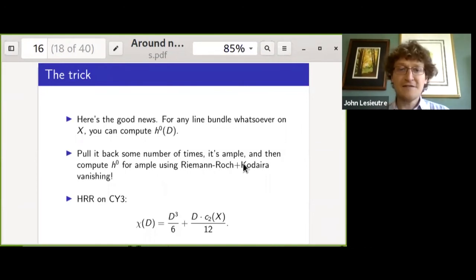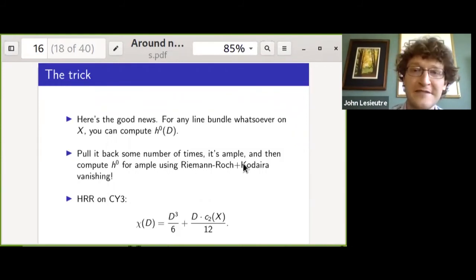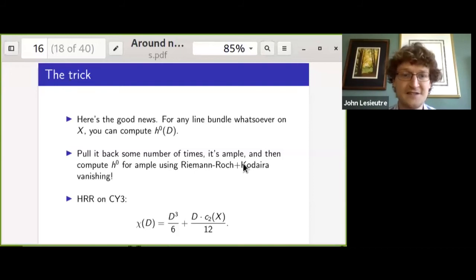Here's the thing. Any divisor on this variety whatsoever, if you pull it back by the pseudo-automorphism phi, the composition, enough times, you're going to get an ample divisor. Remember, pulling back doesn't change H0. So if you have a divisor and you want to compute H0 of that thing, you pull it back a bunch of times until it's ample. You compute H0 of the ample using Riemann-Roch.